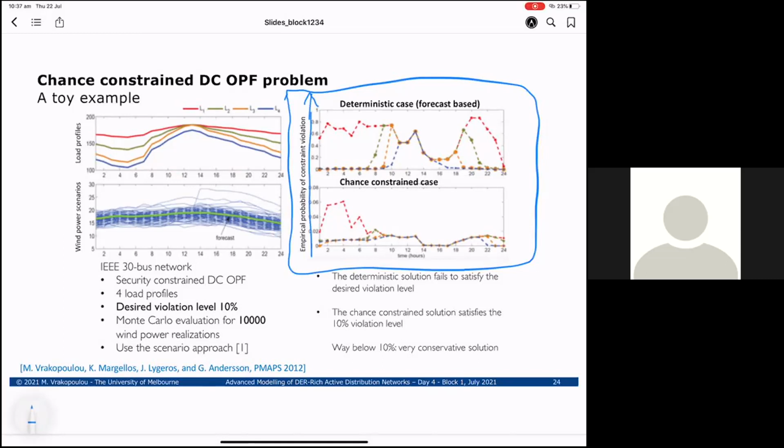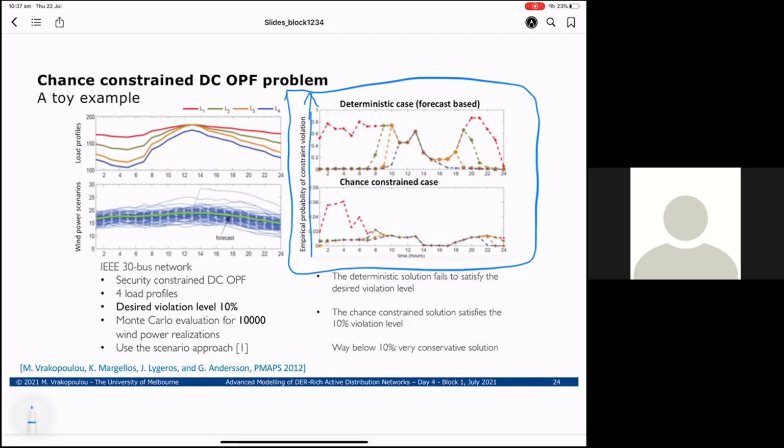empirical probability. So, for example, what I have done here is that you're solving the chance constraint DCOPF problem. You get a solution that you think, okay, that is fine, and then you can evaluate the solution given, for example, 10,000 scenarios that you haven't been using within the optimization. And then you can see what is the probability of observing violations in the system.